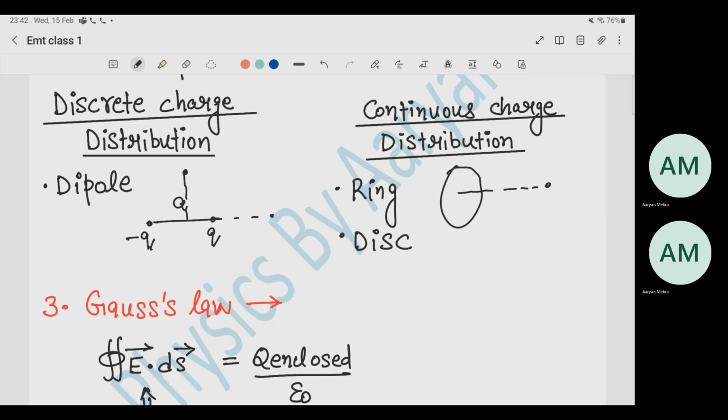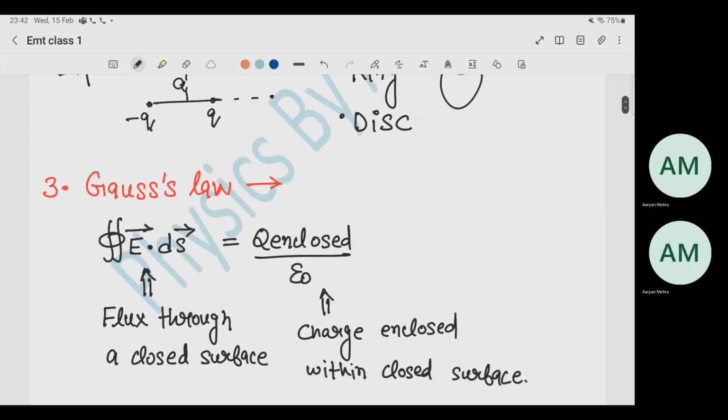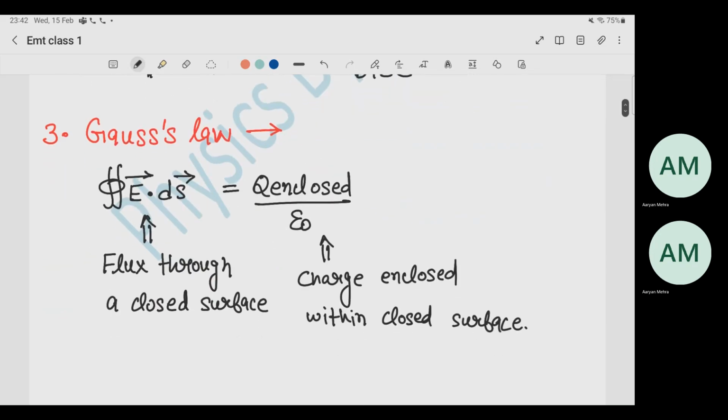Gauss's law gives us an easy way to find the electric field due to complex charge distributions. So what does Gauss's law say? The mathematical definition is the closed surface integral of the electric field. I will repeat, the closed surface integral of the electric field on some closed surface.